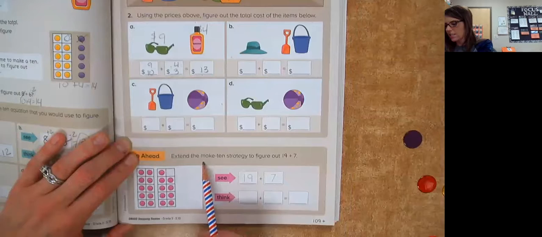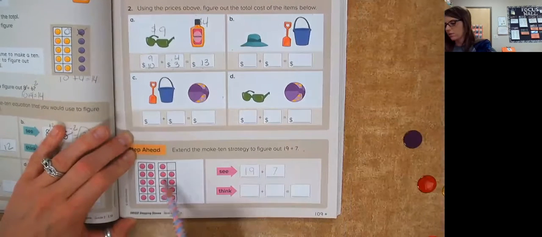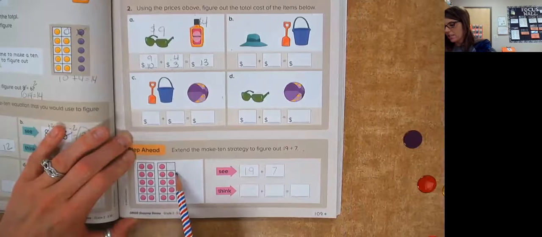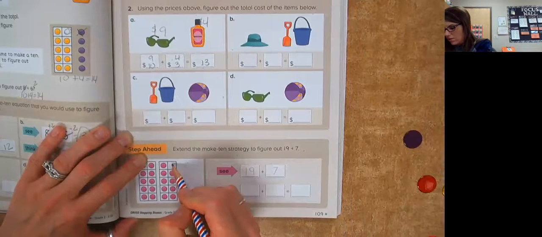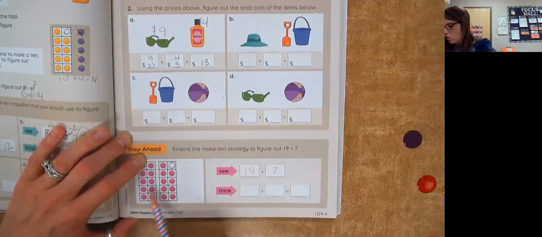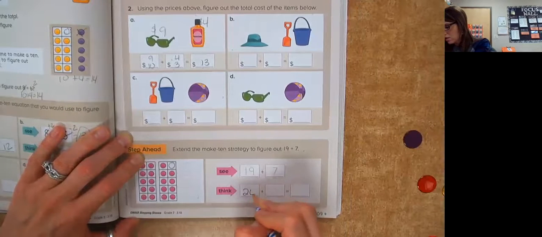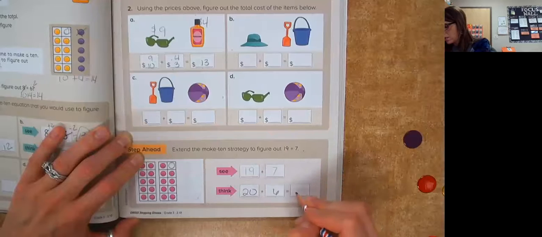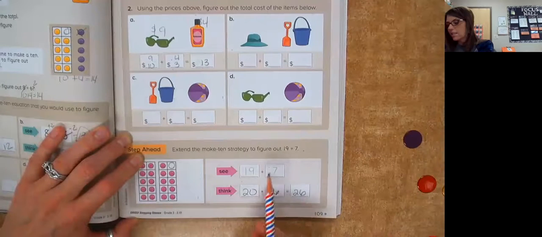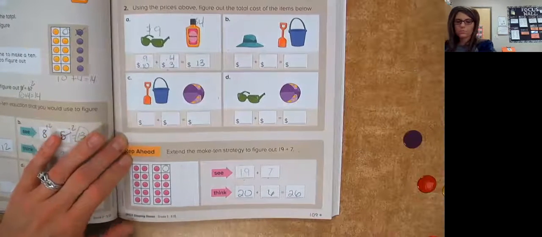Coming down here, it says extend the make 10 strategy to figure out 19 plus 7. Ooh, we have 2 tens frames now. So we have 10 and 19 plus 1, 2, 3, 4, 1, 2, 3, 4, 5, 6, and 7. So they put one of these over here. So now they have 20 plus 6. So I have 20 here plus 1, 2, 3, 4, 5, 6. And 20 plus 6 is 26. Same as 19 plus 7 is 26 also.